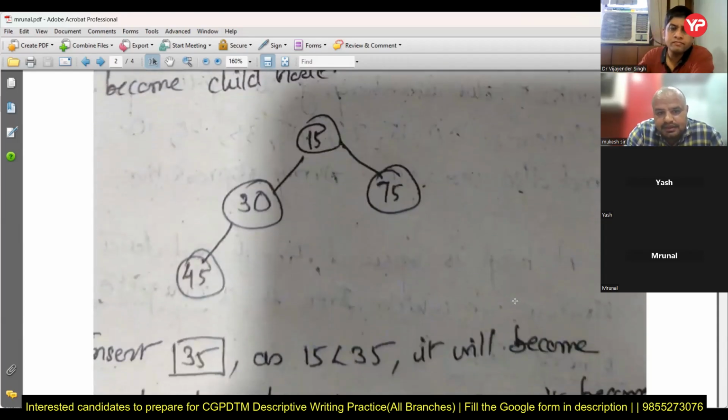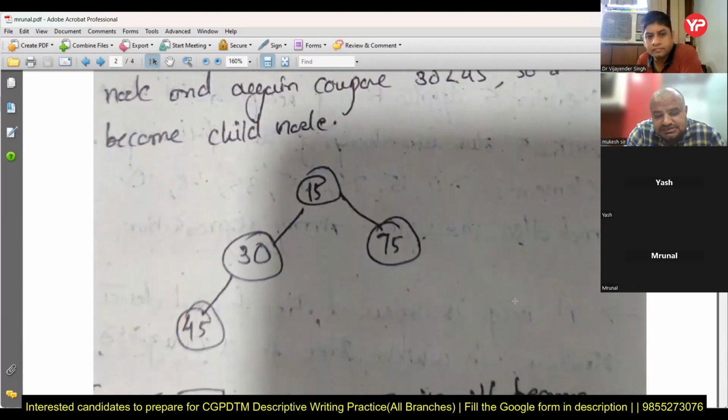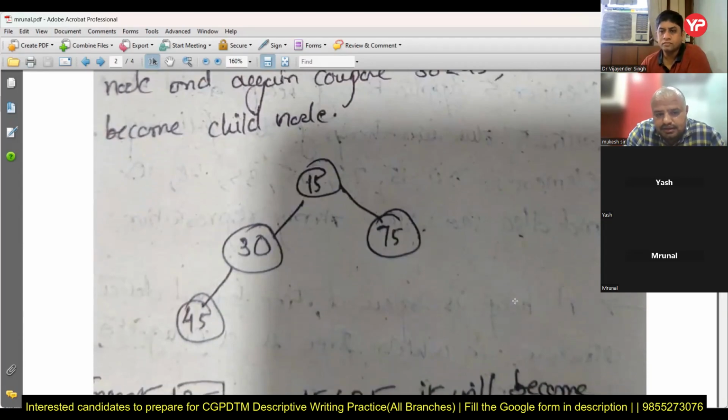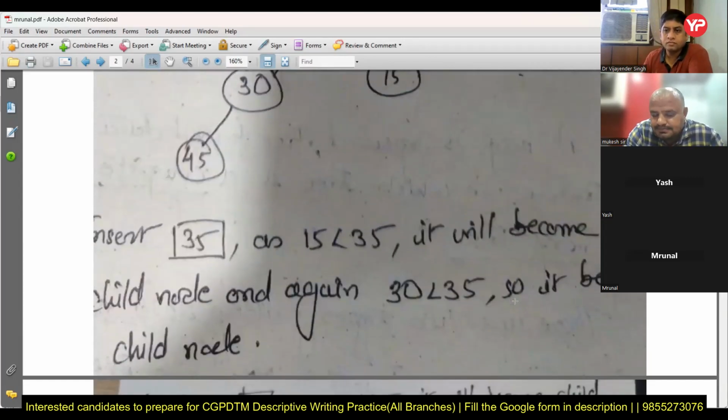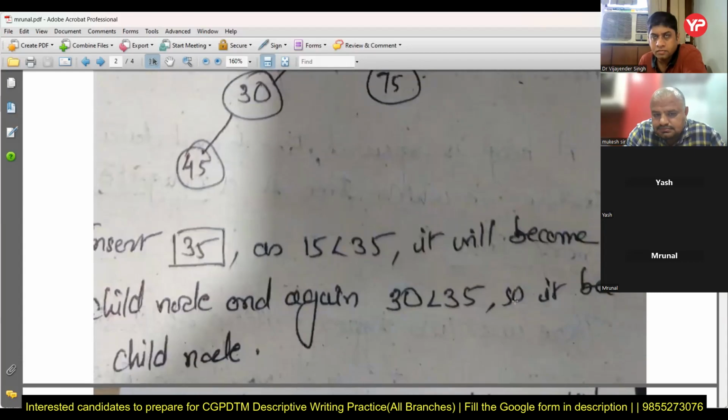The third point I want to say: when you want to insert 45, please try to show that in a different notation, maybe a dotted notation or a double line. It differentiates between the resultant tree and the newly inserted element. Whenever I insert any element, I have to compare it, showing how it becomes the child node of the parent node in the diagrammatic representation.